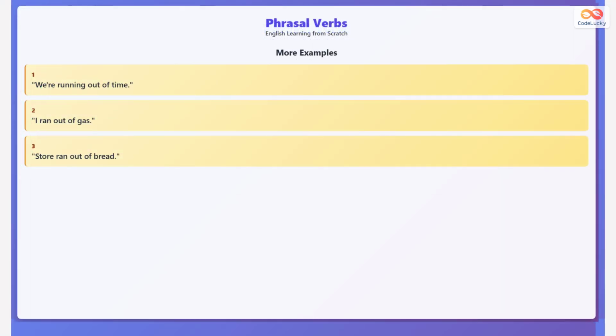Here are additional common examples. We are running out of time means very little time remains. I ran out of gas means the car had no fuel left. The store ran out of bread means no bread was available to buy.